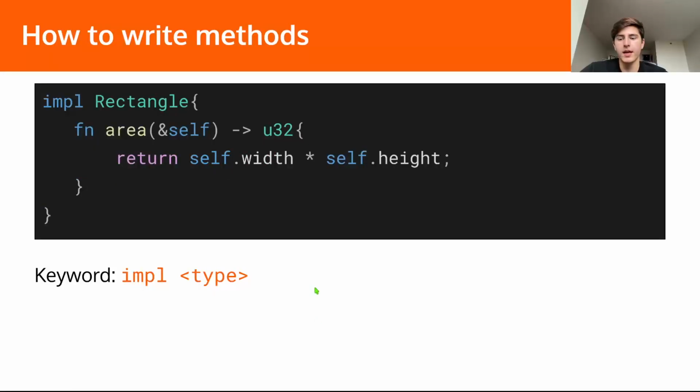The way you write a method is by implementing functions for the rectangle using the impl keyword. By using this keyword, along with the struct you're implementing functions for, you can define any number of functions that operate on any instance of the rectangle struct. For example, any rectangle that you instantiate now, you can call .area and it will return the area of this rectangle.